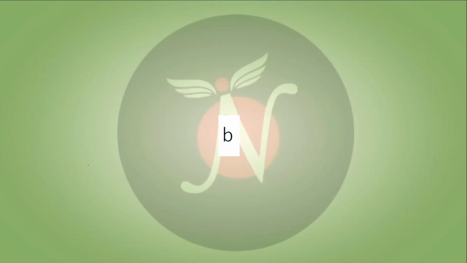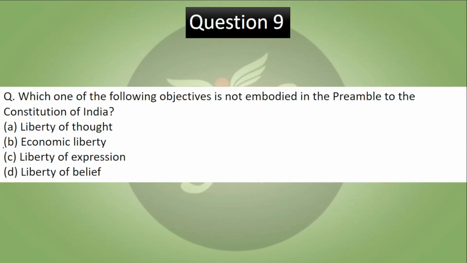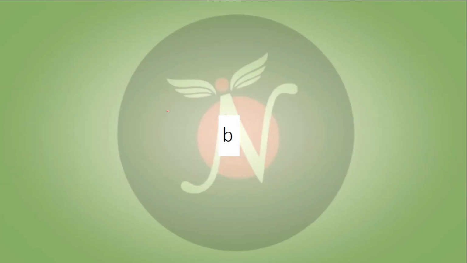So your correct answer to this is B, because in the preamble it is stated that liberty of thought, expression, belief, faith and worship. There is no economic liberty enshrined in it. So your correct answer is B, the incorrect statement.